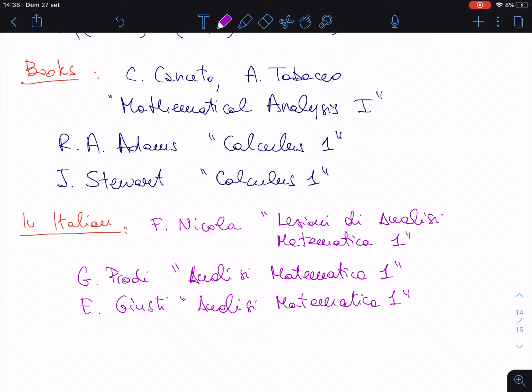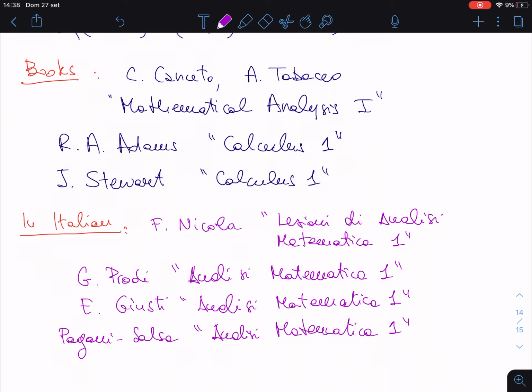The last book I like very much, but there are many books, I don't know all of them, is the book by Pagani and Salsa, Analisi Matematica 1. These are in general quite simple references. Okay, what should you do with these books?